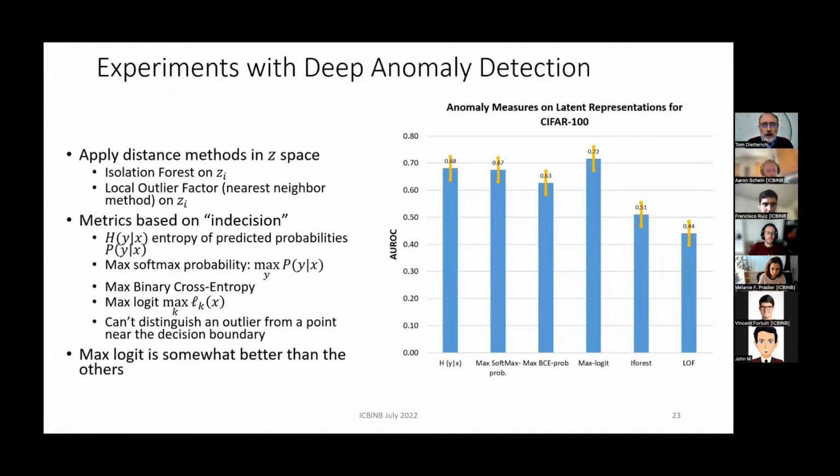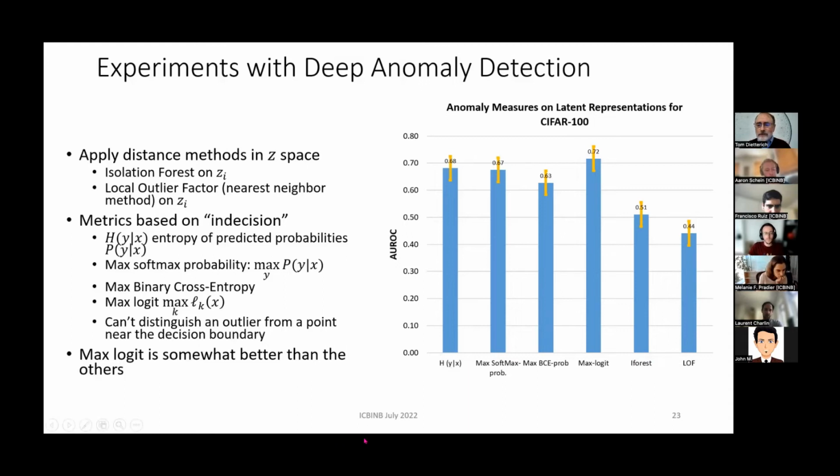Another one of my students, Rishit Garapalli, in his master's thesis, compared a bunch of different techniques, different signals that you could extract from a trained classifier. So one thing we could do is apply the isolation forest to these Z vectors, or LOF, which is local outlier factor, a kind of normalized nearest neighbor method. Or we could take, for instance, the entropy of the predicted probabilities, the intuition being that if the classifier is very uncertain and outputs something close to the uniform distribution, that will be a very high entropy and it will be a sign of anomalousness.